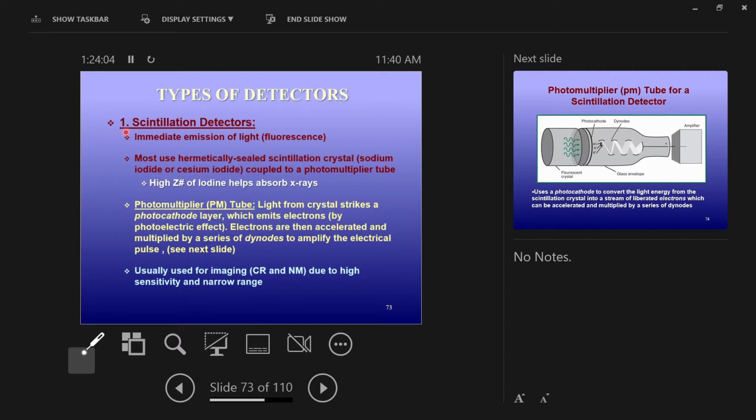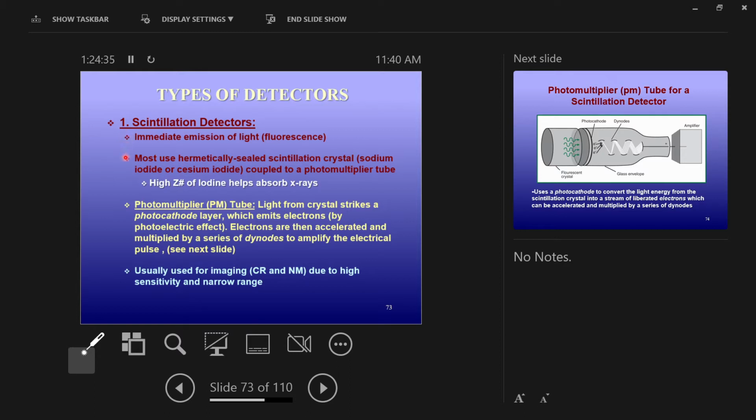You guys have heard about scintillation when we talked about digital radiography, and we talked about the indirect conversion DR radiography. It was a ways back, but in any case, remember the word scintillation, and scintillation means the immediate emission of light when exposed to a source of radiation. So a material that can emit light when exposed to a source of radiation.